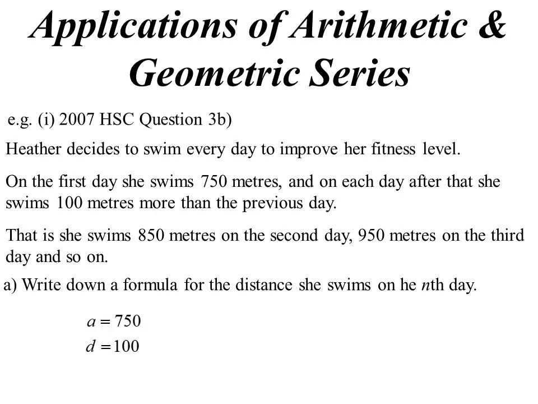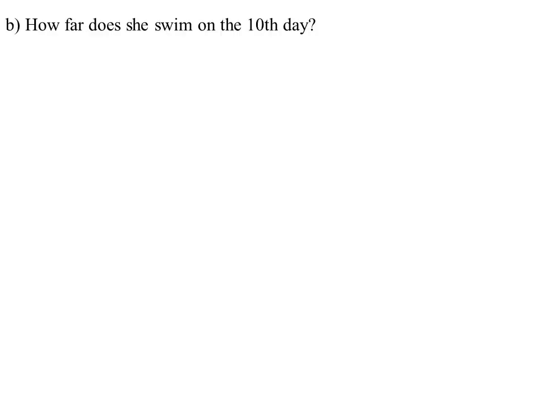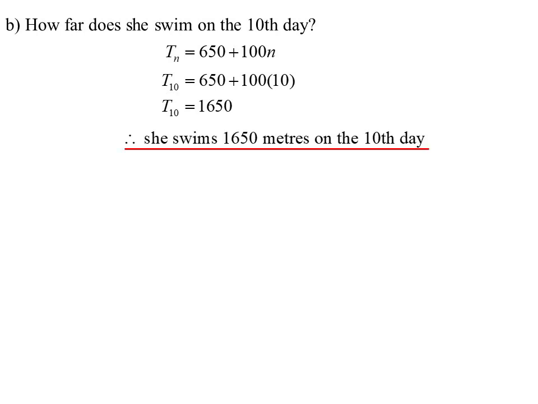First term 750, common difference is 100, a plus n minus 1 d, subbing it all in, tidying it up, we have a formula. Okay, part 2. How far does she swim on the 10th day? Well, let's sub 10 into our lovely formula that we just worked out. 1,650 metres after 10 days. Quite an accomplished swimmer is Heather.